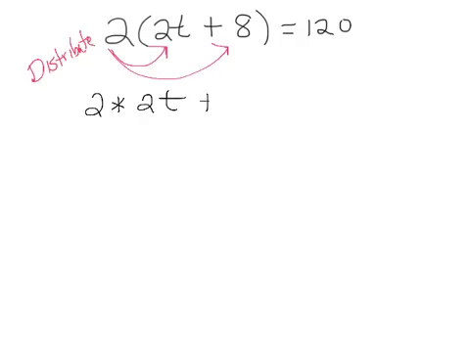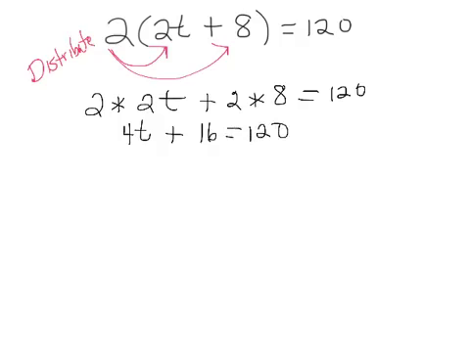Then bring that plus down. 2 now times 8, and then equals the 120. So 2 times 2t would be 4t. 2 times 8 would be 16 equals 120. Now I have a problem just kind of like the first one that I worked, where I want to isolate the t, and I could do that by subtracting 16 from both sides.